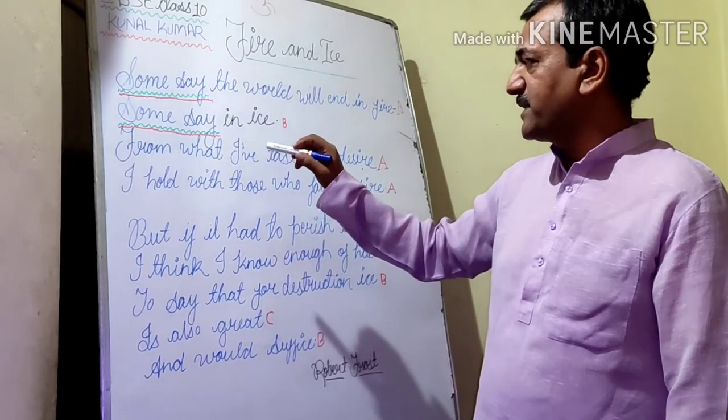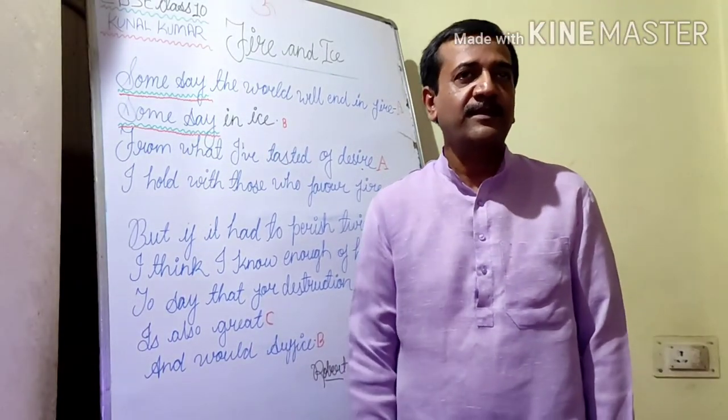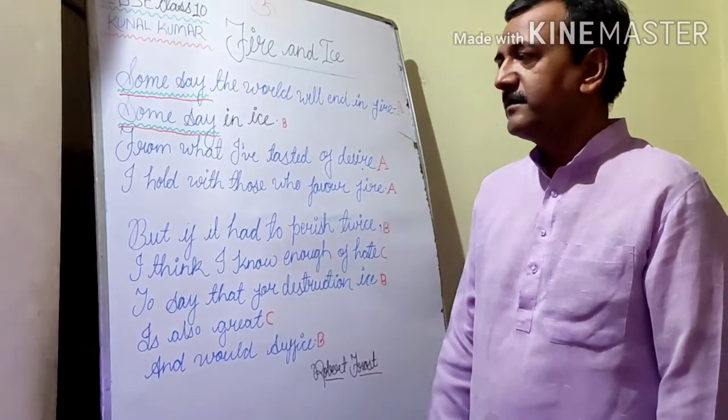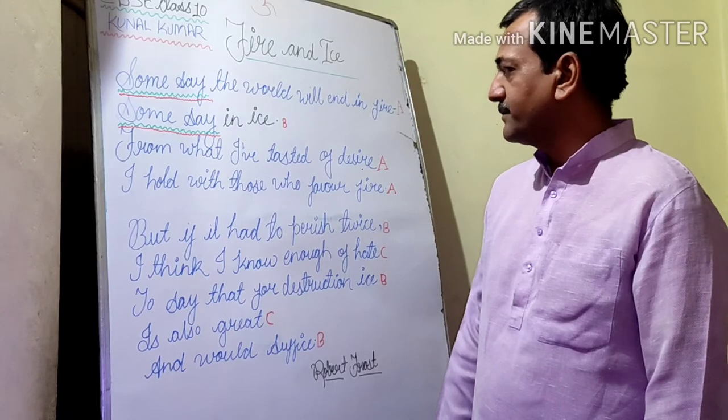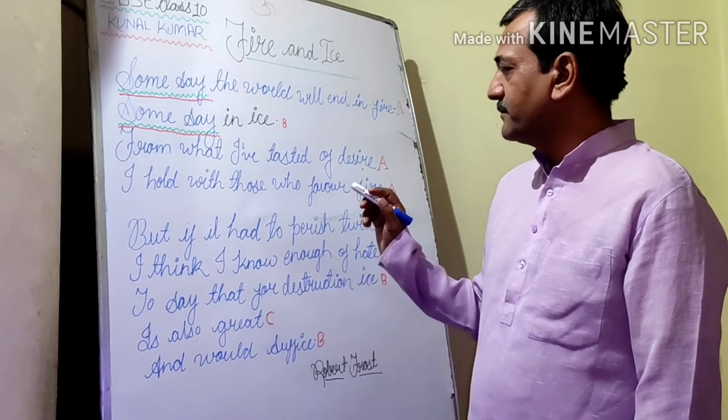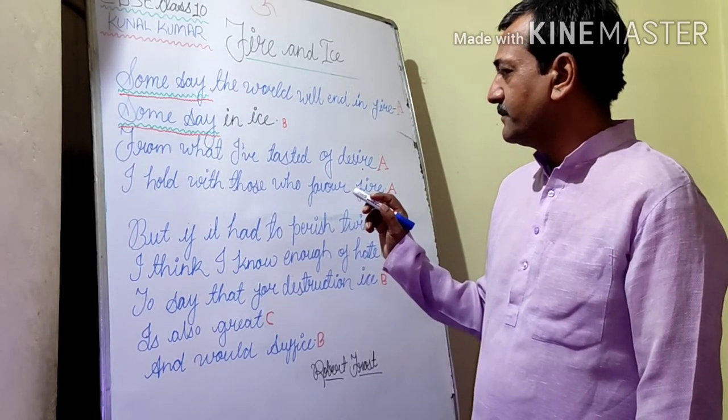So the second stanza, please. But if it had to perish twice, I think I know enough of hate to say that for destruction ice is also great and would suffice. Okay.